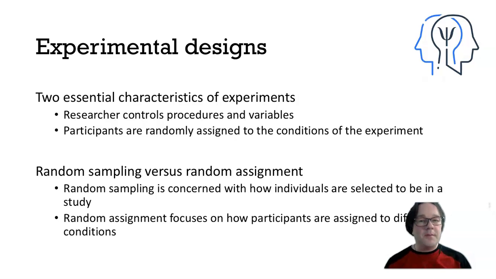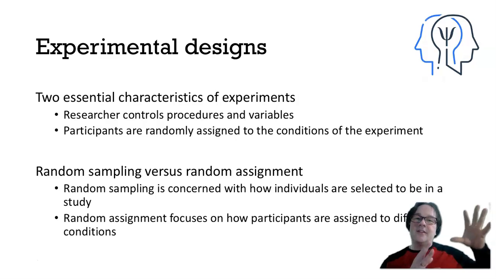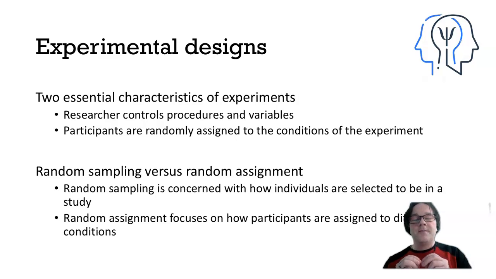When it comes to experiments, we're actually more interested in how our manipulation of a variable affects the dependent variable, right? So we're more interested in the variables involved, not necessarily the people who are involved. That being said, it is still very important that we try to have a very representative sample. We want our sample to look very much like the population and to be as random as we can make it.